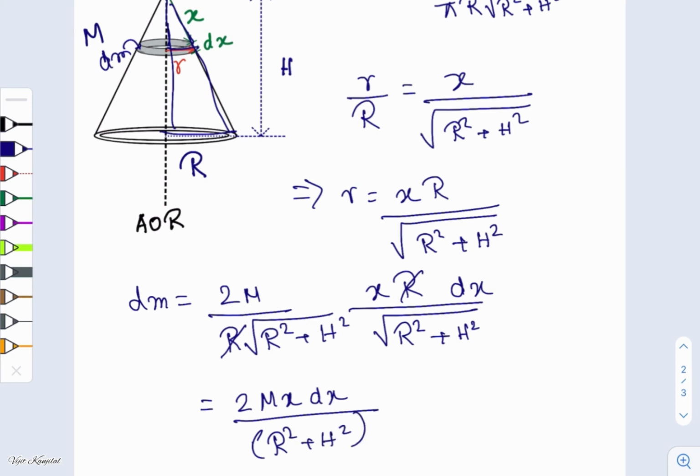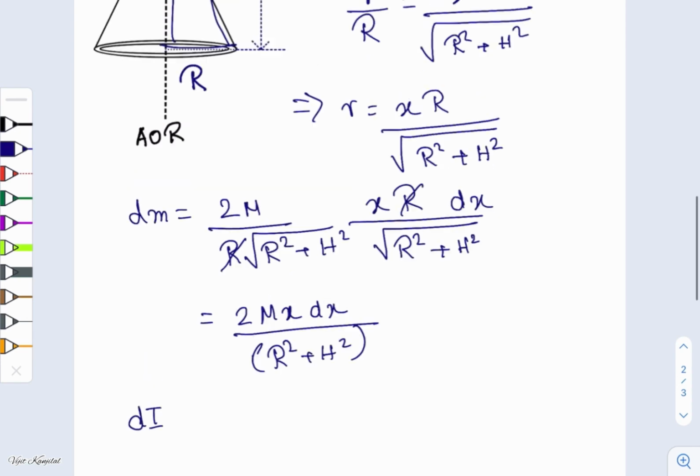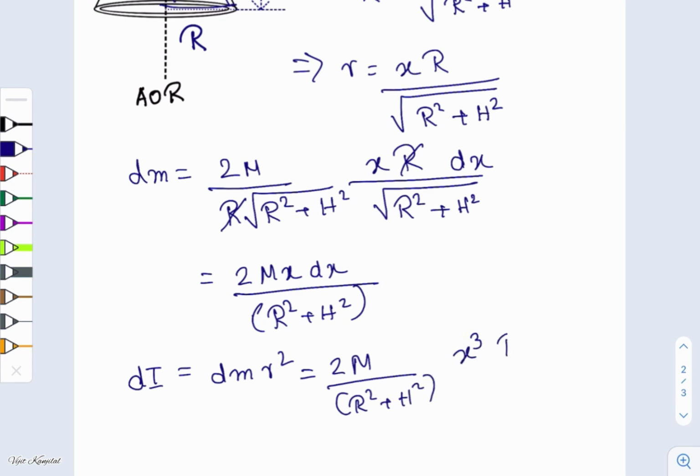So what is the moment of inertia of this elemental ring? The moment of inertia is going to be simply dm times r square. Let us substitute the values. On substituting, we get it as 2m times R square by R square plus h square whole square, times x cube dx.